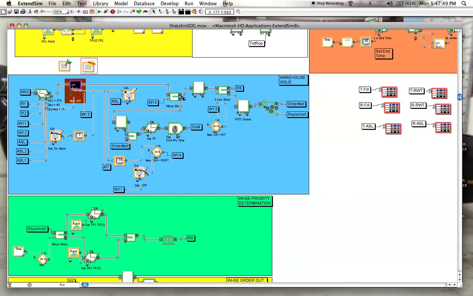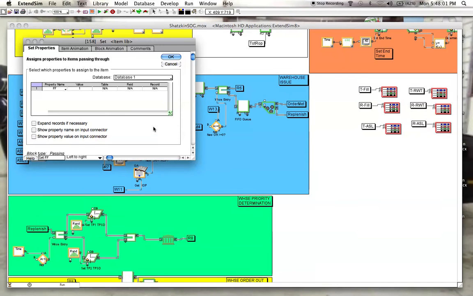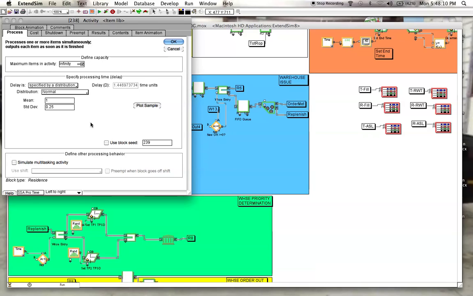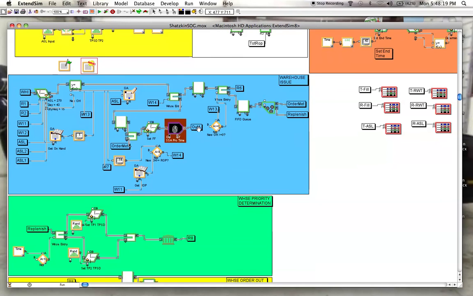So if the answer is yes, that the new on-hand is greater than the reorder point, that would mean that the requisition has been fulfilled and it flows through. This block sets the FF value to 1, meaning it was filled by ASL. Then this computes the SSA processing time, which is 1 with standard deviation of 0.25, normal distribution. And then the requisition flows out.